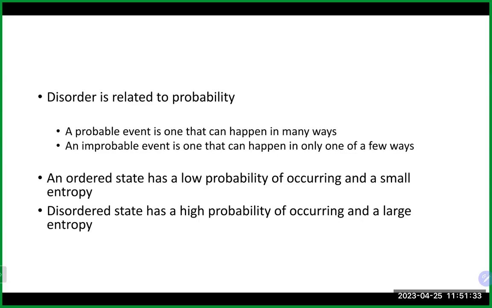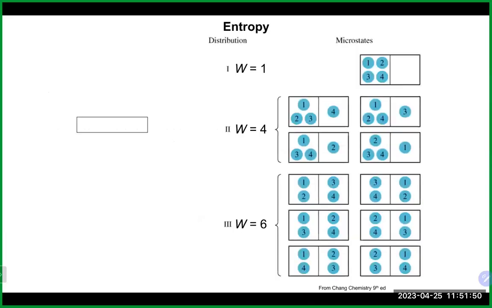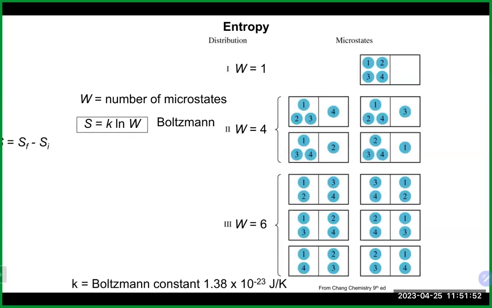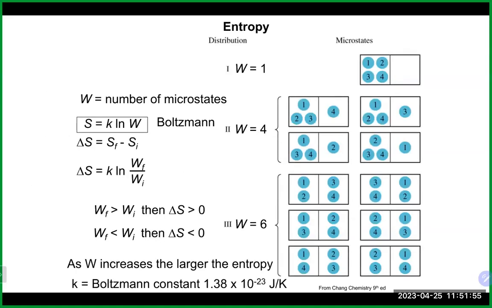And a disordered state has a high probability of occurring and a larger entropy. There's more ways to screw up and do things wrong, so there's a greater chance that that will occur and it will have a greater entropy value. There's actually an equation that relates to this, sometimes referred to as the Boltzmann equation, and that is the equation in the box there.